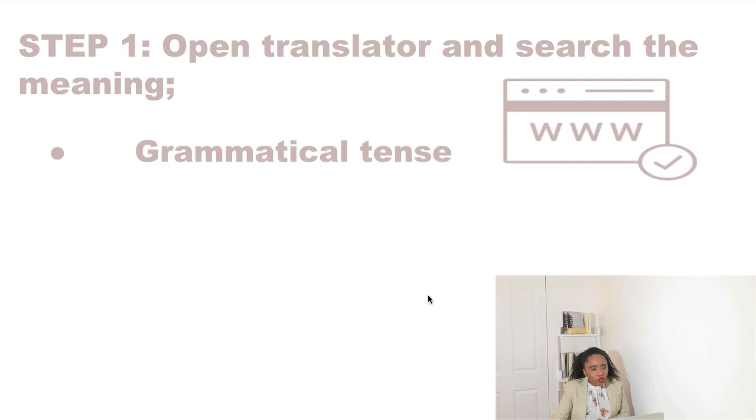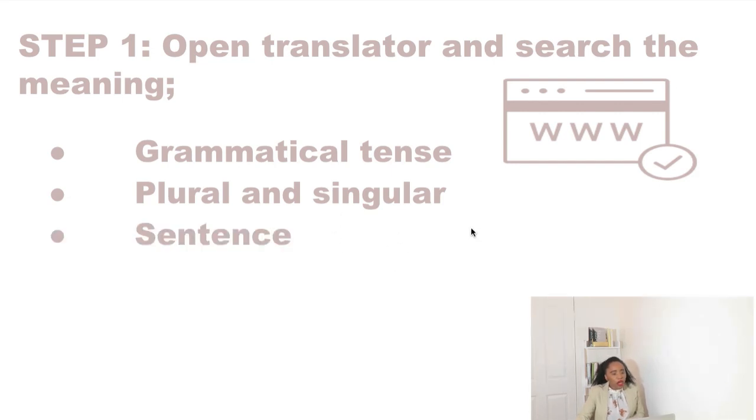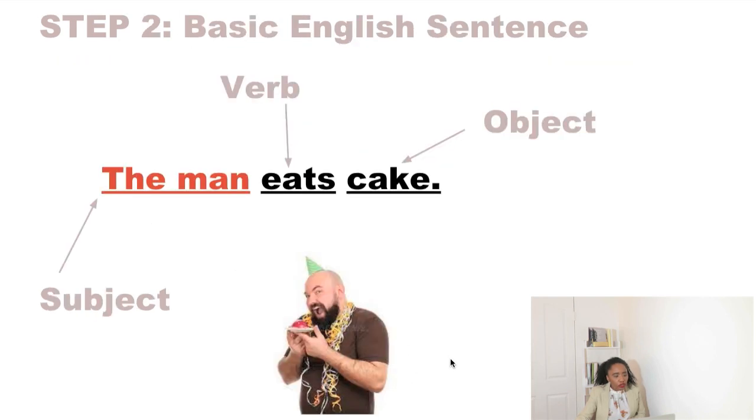So at this point, I need you to open your translator and search the meaning of any words you do not understand. For instance, grammatical tense. Words like plural and singular are concepts I need you to understand. I also need you to look up sentence if this is unfamiliar to you. You can also look up the meaning of the word routine and fact if they're unfamiliar to you. Add to that list whatever you do not understand.